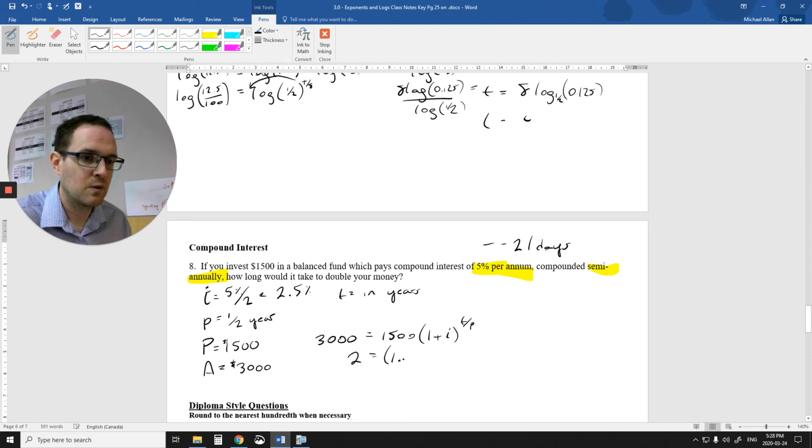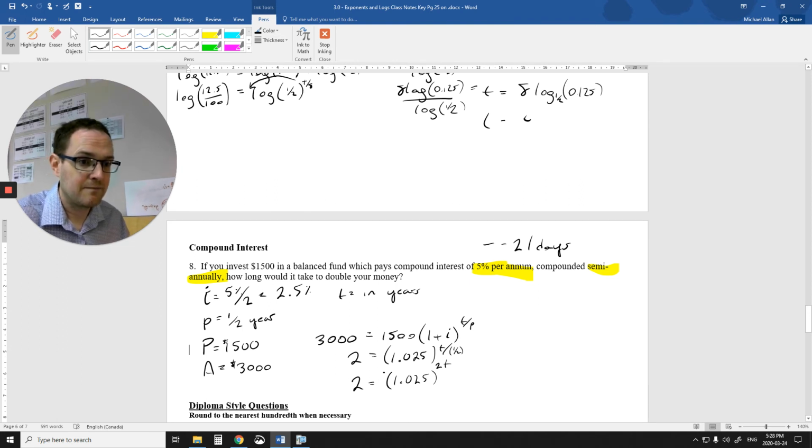This is 1.025 to the power of t divided by a half. Yeah, I divided the 1,500 over first, but it's up to you when you decide to do that. I'm going to simplify my exponent. I'm dividing by a fraction, so you multiply by the reciprocal. You do a little flip, multiply, and now we're going to solve for t.